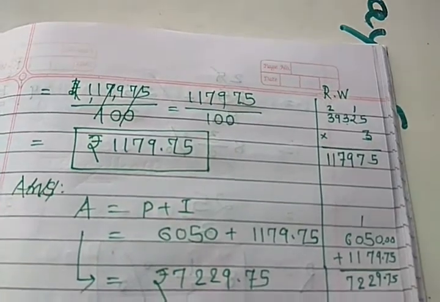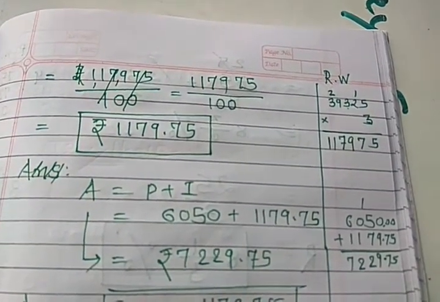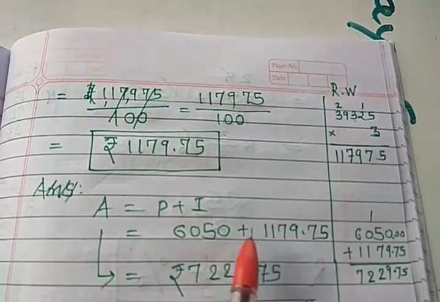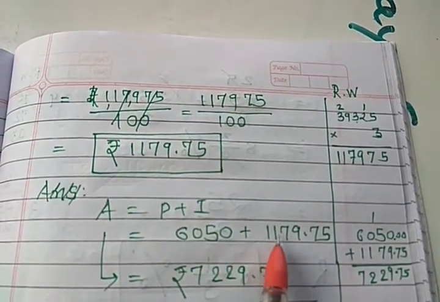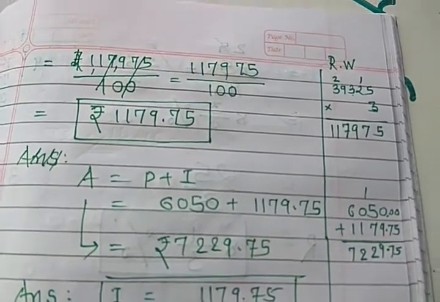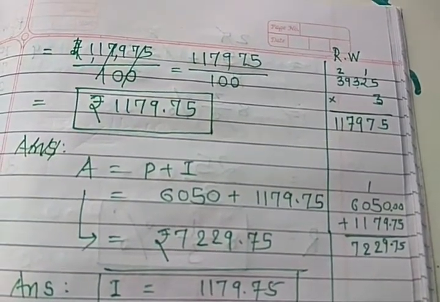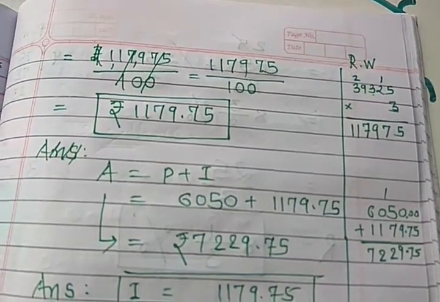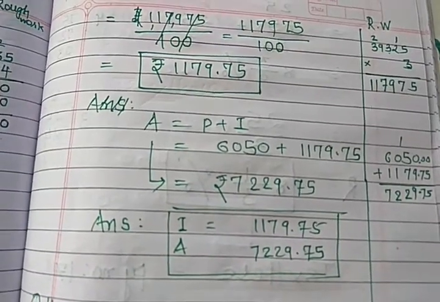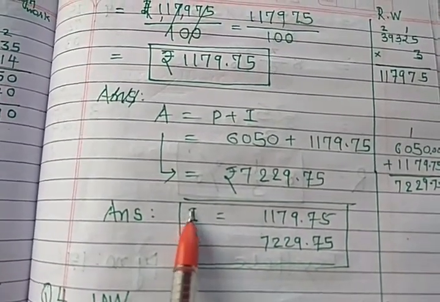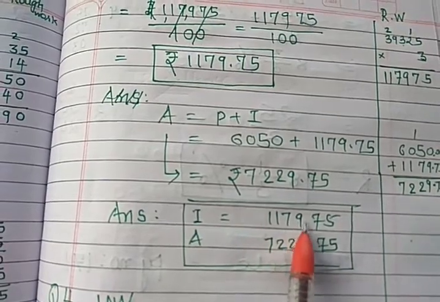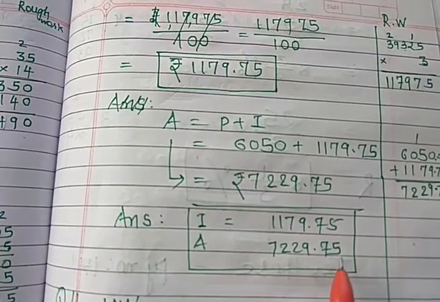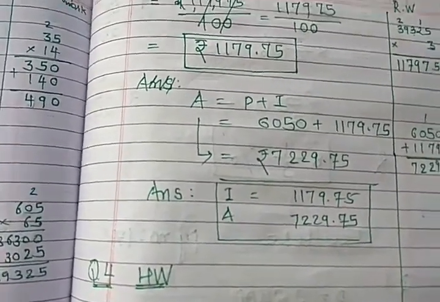Now the next part is amount. So amount is equal to P plus I, that formula, right? So now P is 6,050 and our interest is 1179.75. You add them, you will get 7,229.75 rupees. So you can write down the answer in this way, in rectangular form. I is equal to 1179.75 and amount is equal to 7,229.75.